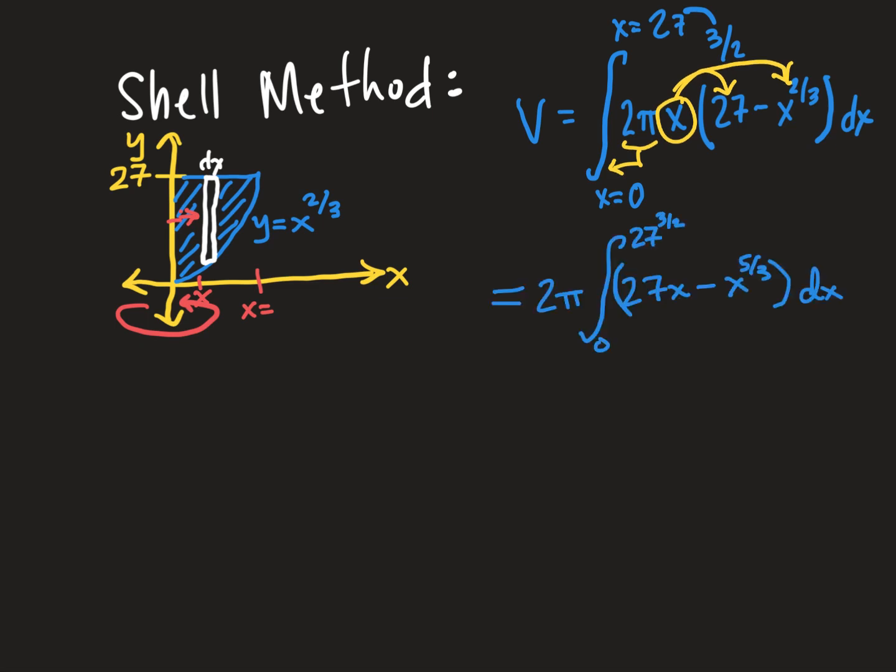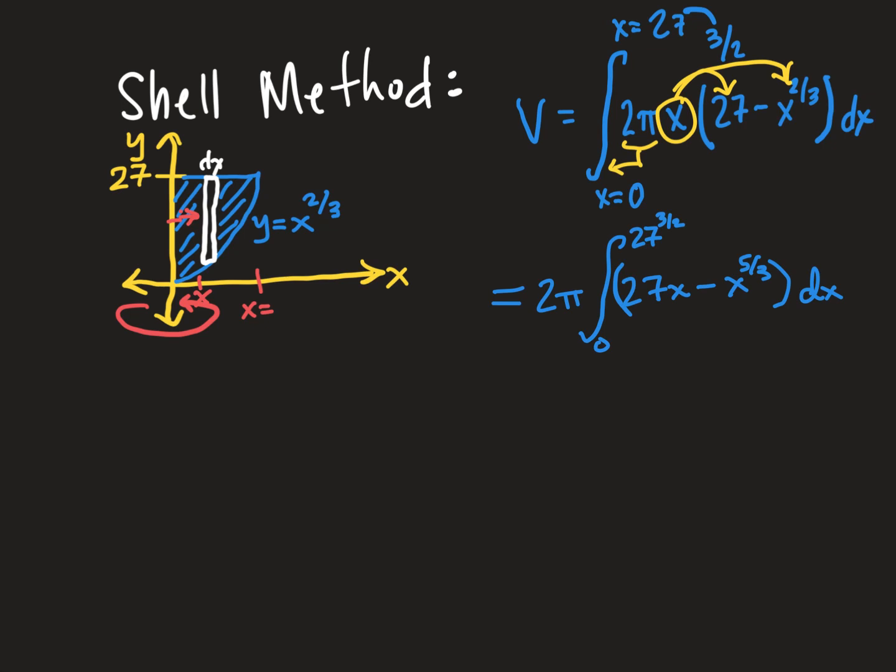Okay, so once I pull out that 2 pi and distribute that x, I end up with 27x minus x to the 5/3. As I was writing this, I realized this may not be obvious, but when I multiplied this x by this x, they have the same base, so I can add their exponents together. This has an exponent of 1. 1 plus 2/3 is equivalent to 3/3 plus 2/3, and so that's where I got the 5/3 from.